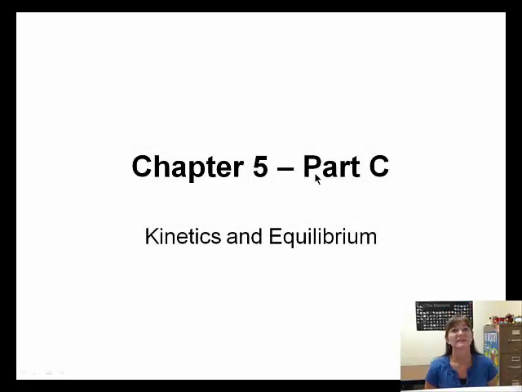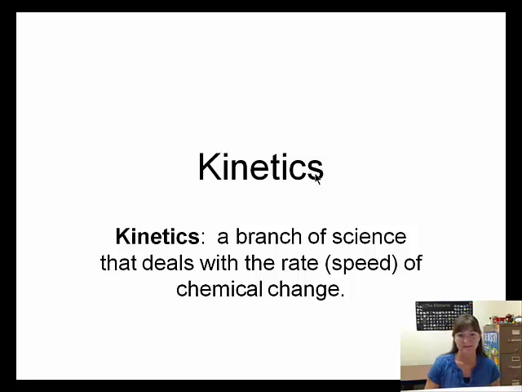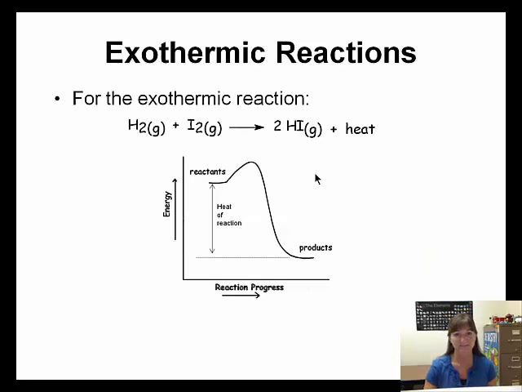So for the last part of chapter 5, we're going to talk about kinetics, how fast reactions occur, and equilibrium. The definition of kinetics: it is a branch of science that deals with the rate or speed of chemical change. Here is an exothermic reaction. We're focusing on hydrogen gas reacting with iodine gas, forming hydrogen iodide gas. Also, what is produced is heat.